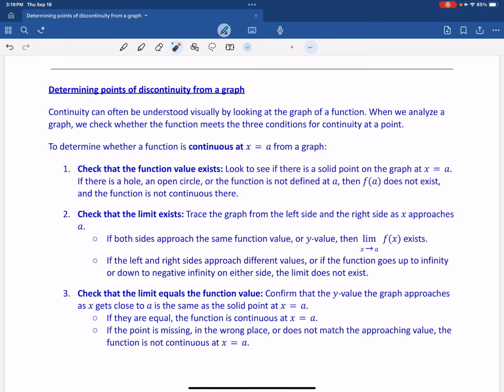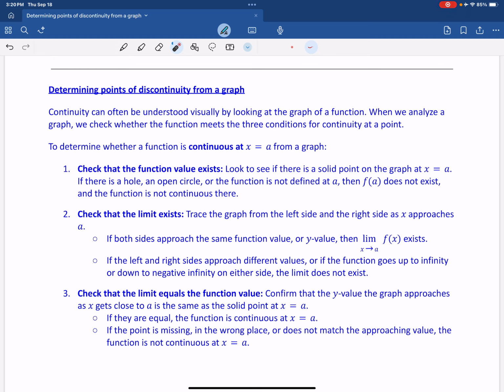It says continuity can be understood visually by looking at the graph of a function. When we analyze a graph, we check whether the function meets the three conditions for continuity at a point. To determine whether a function is continuous at x equals a from the graph, first we want to check to see if the function value exists. Look to see if there's a solid point on the graph at x equals a. If there is a hole, an open circle, or the function is not defined at a, then f of a does not exist and the function is not continuous.